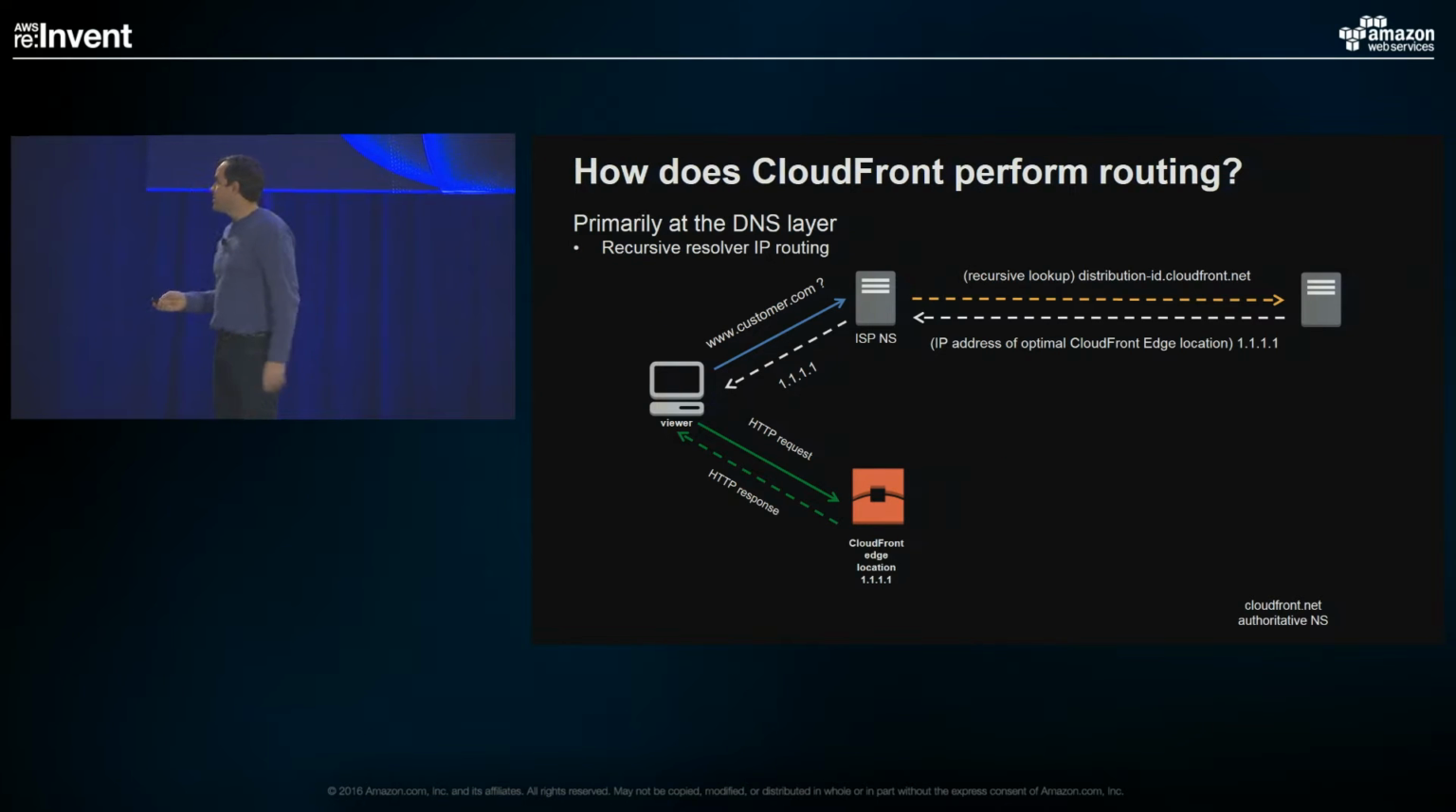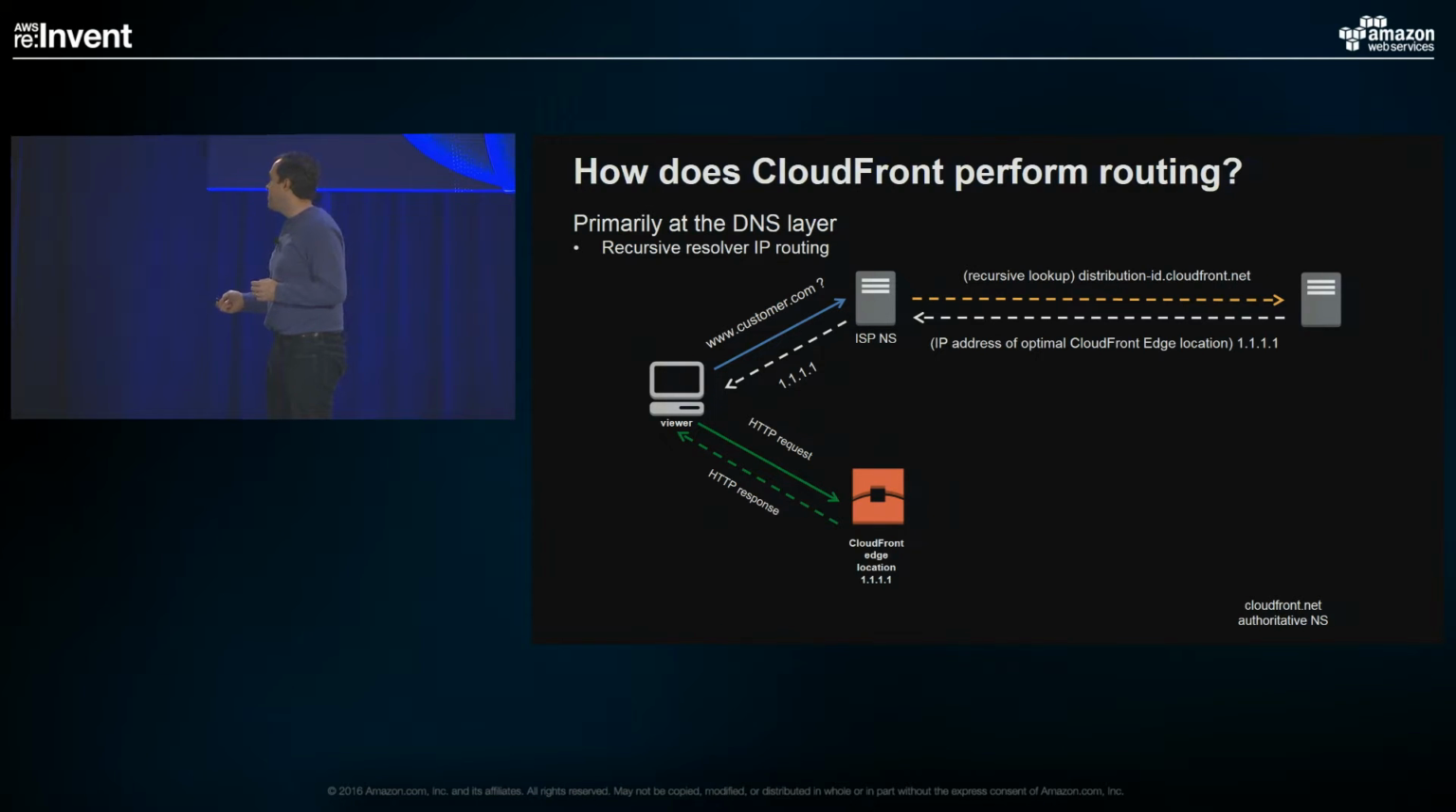So in practice, what this looks like is you have a viewer, and they will do a DNS request. Now, I've simplified the DNS lookup here, but what happens is that the viewer will ask for customer.com, which will then go to their ISP's recursive name server. That will then eventually contact the CloudFront fleet of DNS servers that actually is part of our Route 53 service. We make heavy use of Route 53 as part of CloudFront. This server will decide, based on some information we'll talk about in a minute, which address.